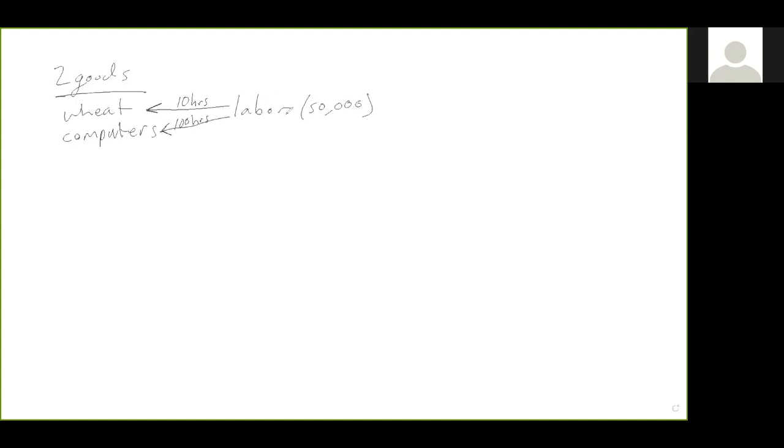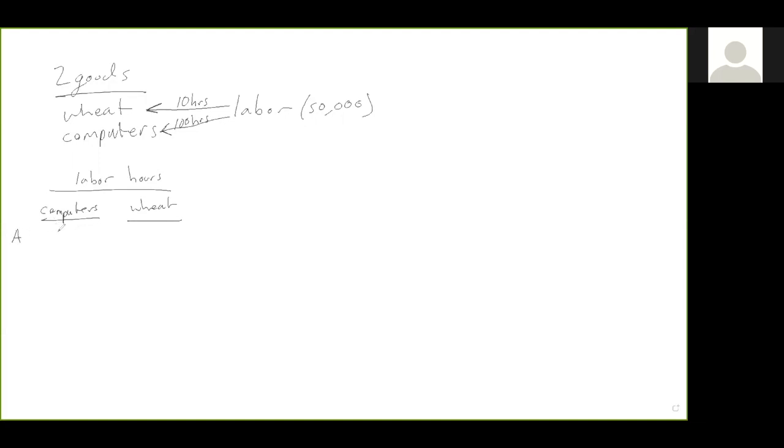So the question is, how many wheat and computers can we produce? And what is the trade off when we produce wheat instead of computers? So we can make a little table here. We've got labor hours, and we can devote those labor hours to computers or wheat. And we can just pick some scenarios, right?